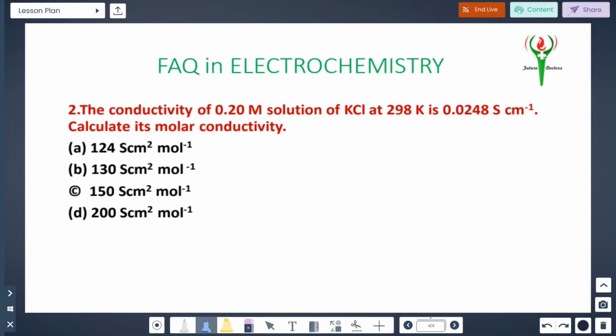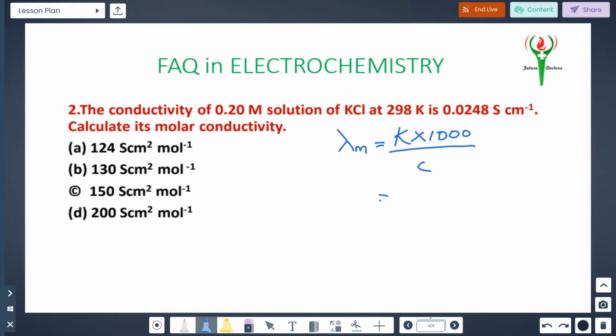See the second sum. The conductivity of 0.20 molarity solution of KCl at 298 Kelvin is 0.0248 Siemens centimeter inverse. Calculate its molar conductivity. So this is also having one formula, that is molar conductivity. You know the formula? Lambda m is equal to kappa into 1000 by C. That's all. This is the formula. Okay.